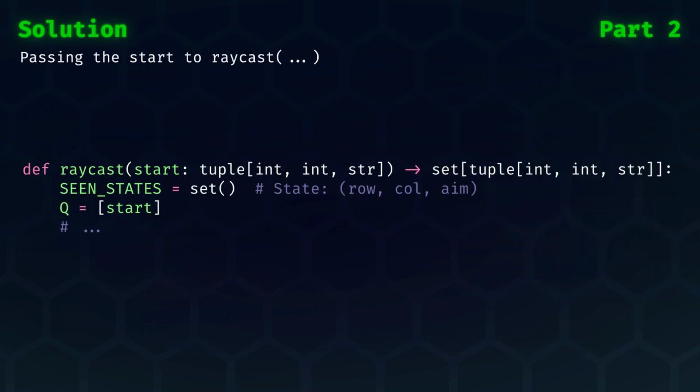All that's left to do then is to pass the start to the raycast function, and we put it as the starting element in the queue. And then we're complete again.